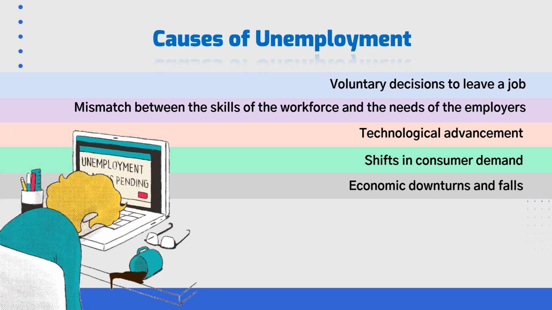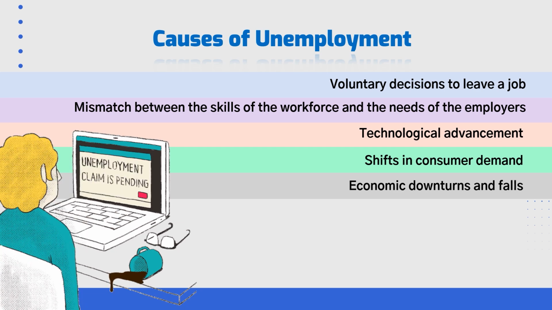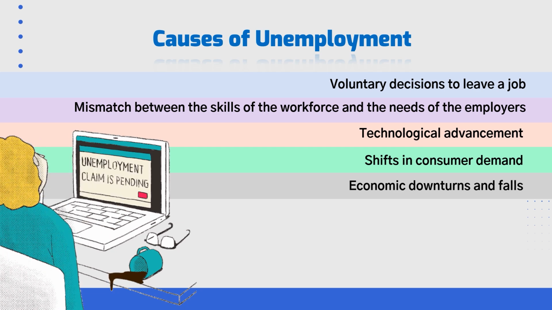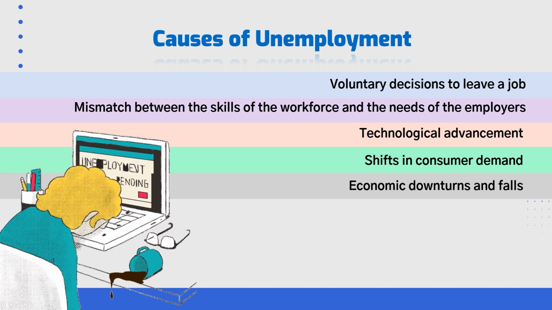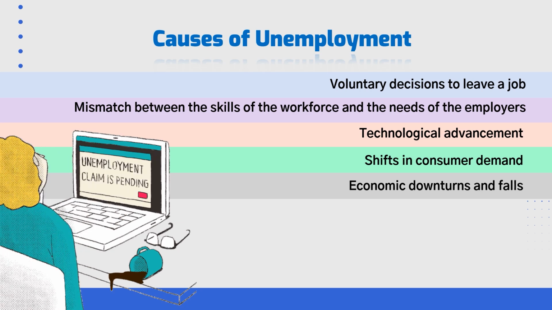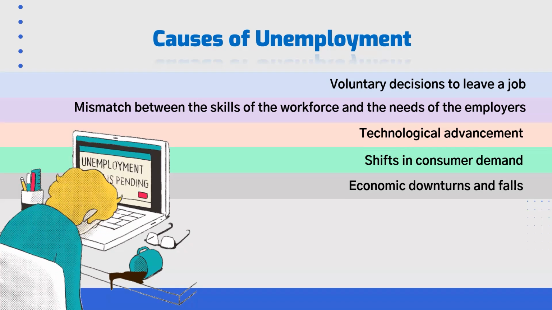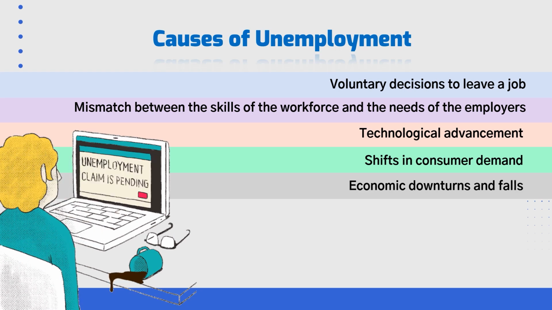Some people choose to be unemployed, for example, workers quitting their jobs to look for better opportunities, or recent graduates searching for their first job, which stands for voluntary decisions to leave a job, or voluntary unemployment. There can be a mismatch between the skills and job market needs. This happens when workers' skills do not match the needs of employers. For example, advances in technology may make certain jobs obsolete, such as factory workers replaced by automation.